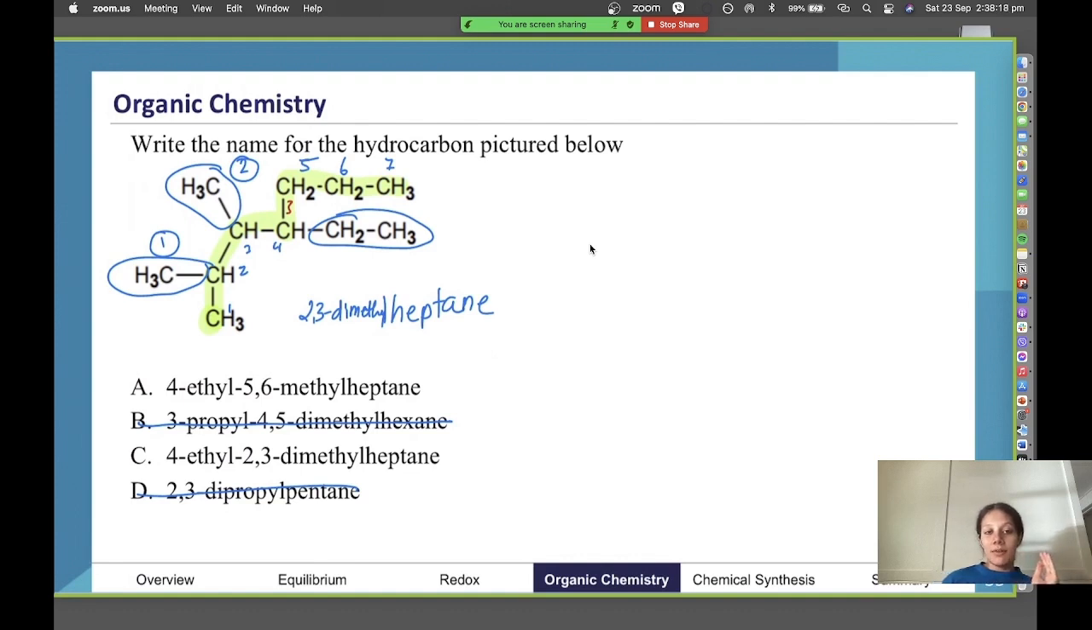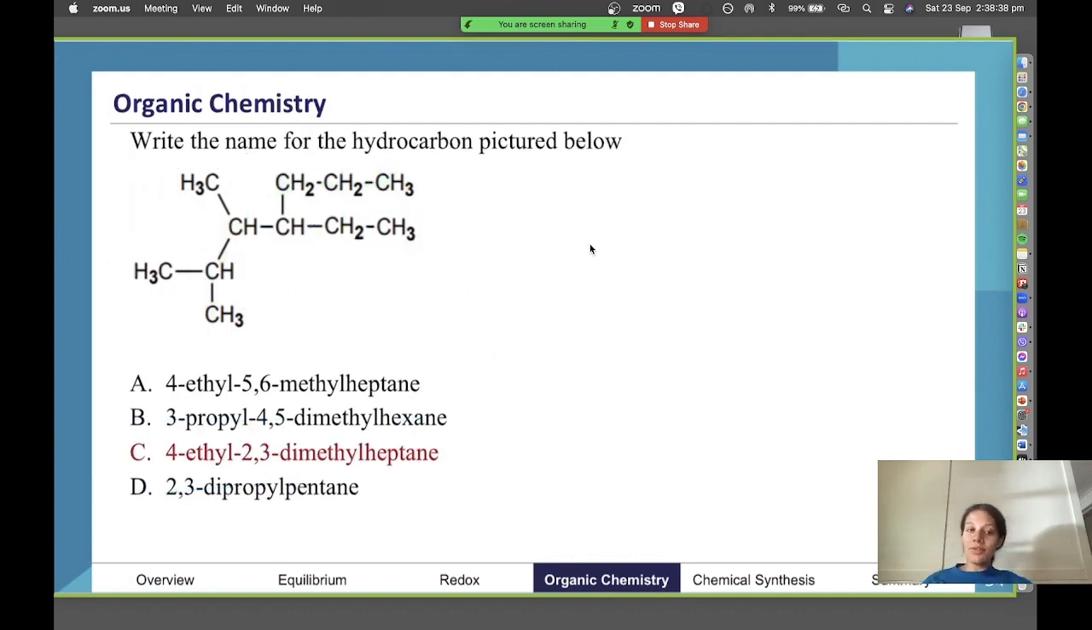And then on the 4th carbon, we have an ethyl group because we have 2 carbons in this branch. So that's 4-ethyl. And we put ethyl at the front because we want to keep it in alphabetical order. So that's super messy, but hopefully you can tell that's 4-ethyl-2,3-dimethylheptane. So that's going to give us the correct answer of C.